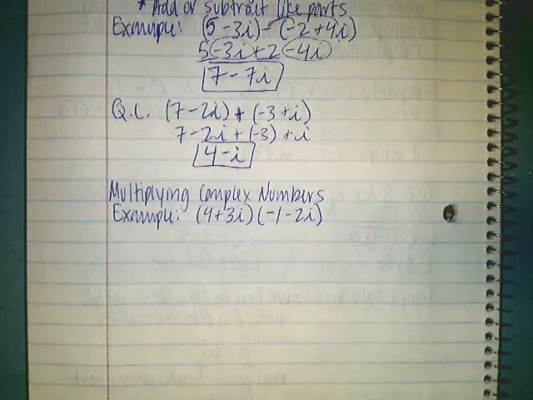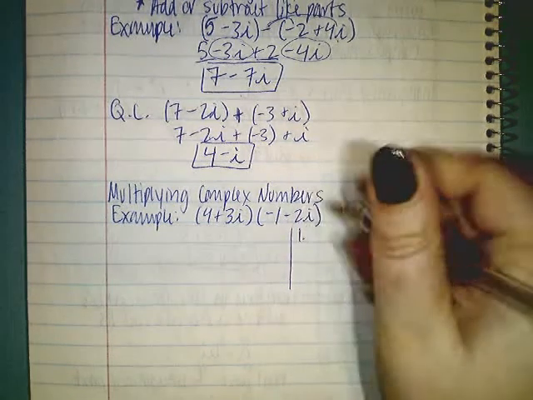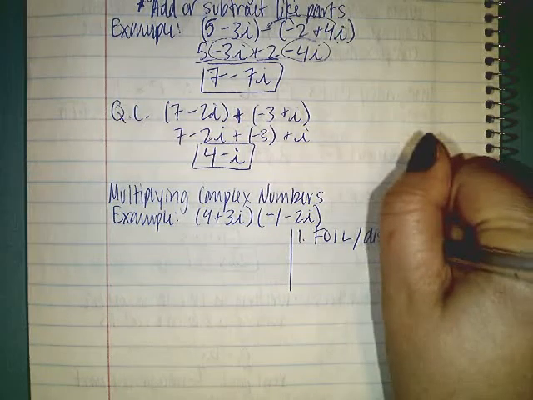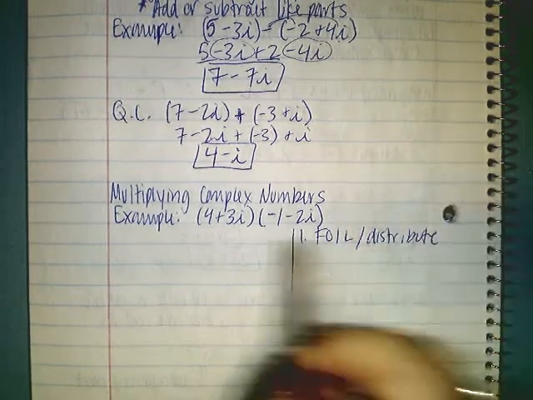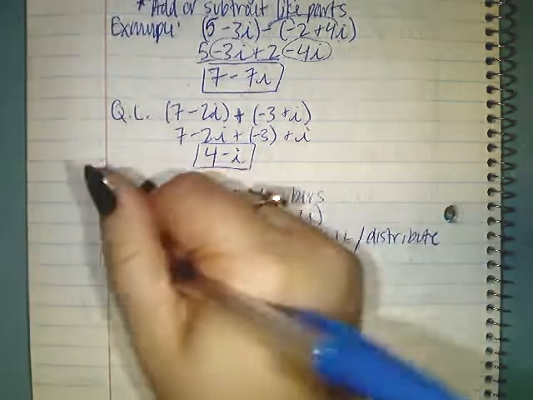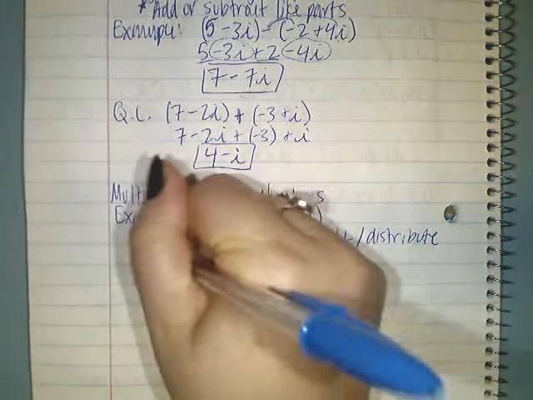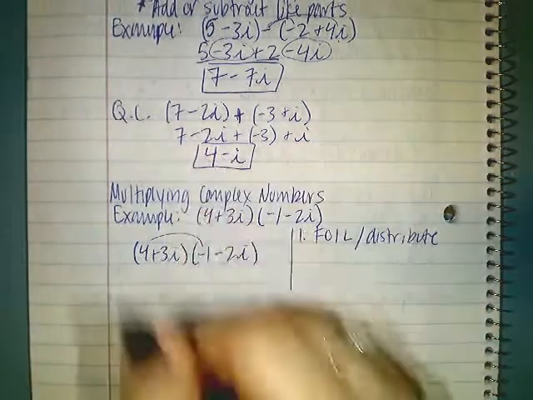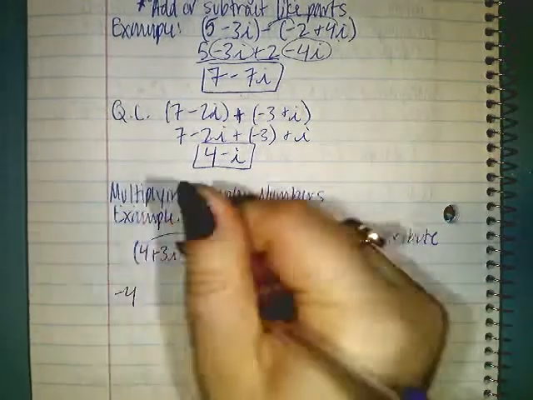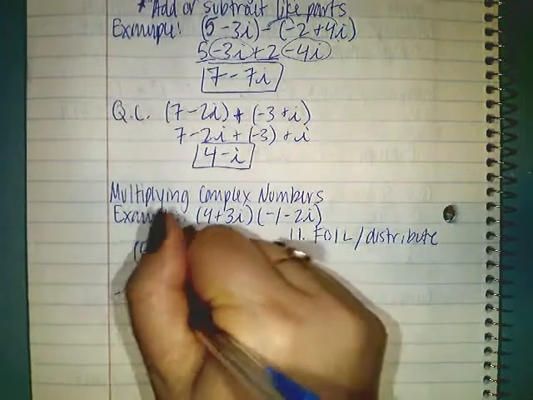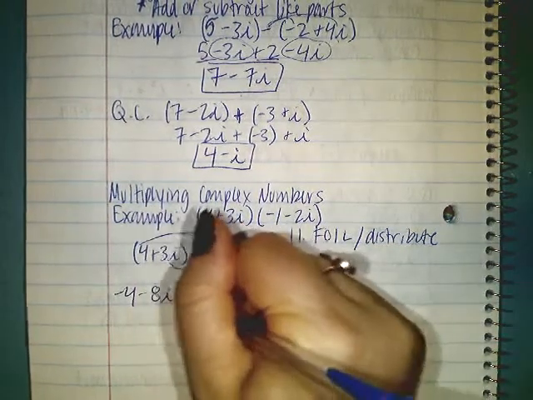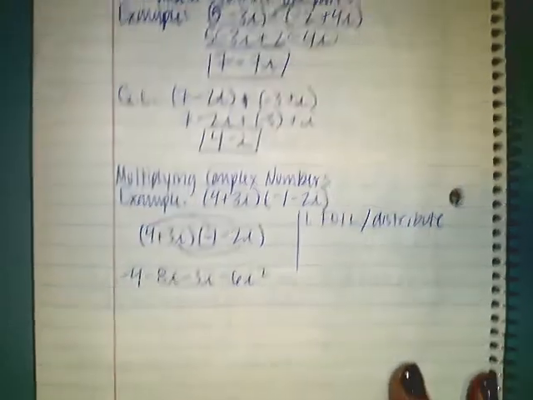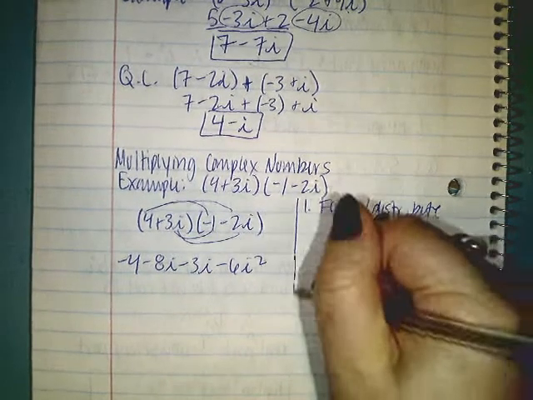So again, we're going to multiply these like normal binomials. So I'm going to distribute, or FOIL, however you want to do this. I'm going to distribute these in. I can write it here. So I have 4 plus 3i, negative 1 minus 2i. I get negative 4 minus 8i minus 3i minus 6i squared. So when I FOIL that out, this is what I end up with.